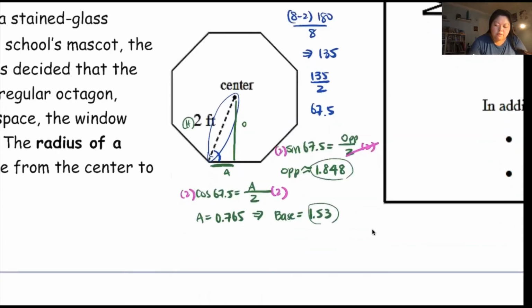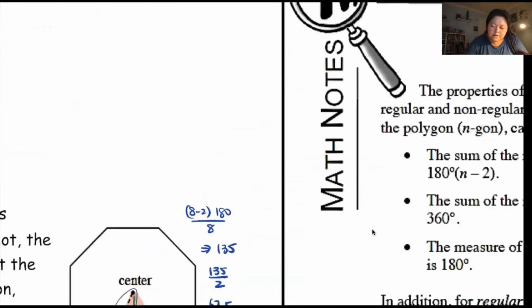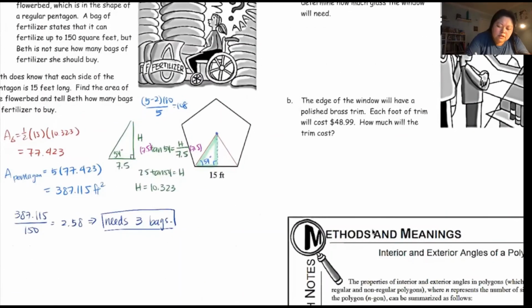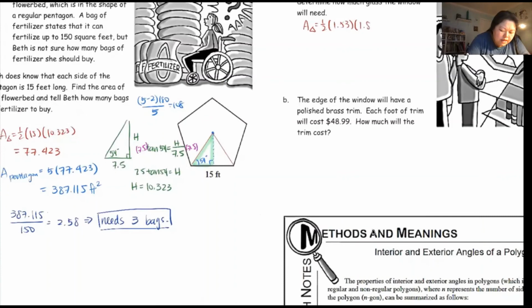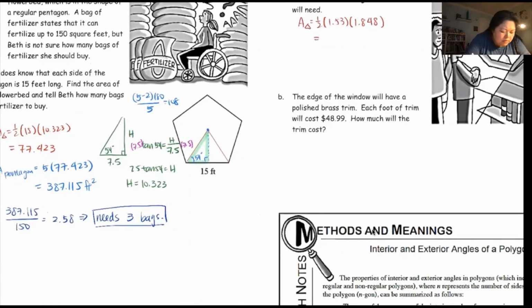So then for my triangle, right, this is always the triangle I'm looking at. So I'm looking for this triangle right here. Okay, so I can figure that out first. So area of that triangle, I'm going to use the space up here now. So area of that triangle is 1/2. My base was 1.53. My height was 1.848. So 1/2 times 1.53 times 1.848. And that gives me the area is about 1.414.